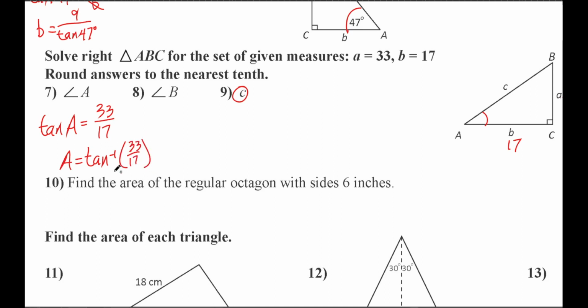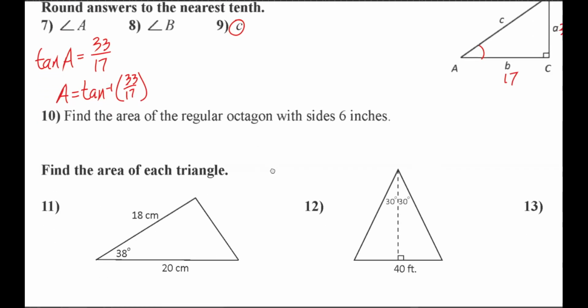And put all of that into your calculator. Don't go 33 divided by 17, round it, and then do the inverse tangent. Don't do that. Everybody hear me? Because you'll get different answers. Go put this whole thing, second function tangent, on your calculator. All right, enough of that.